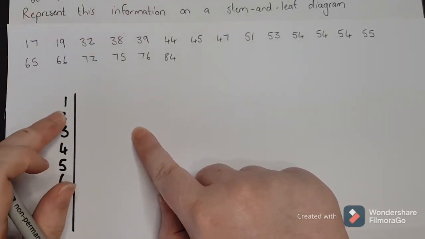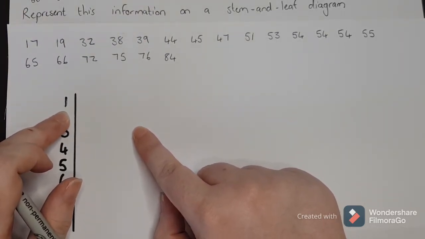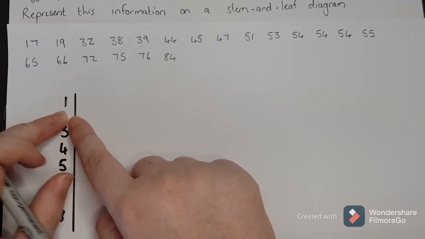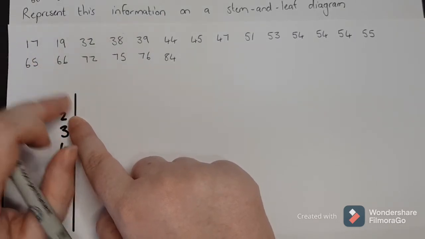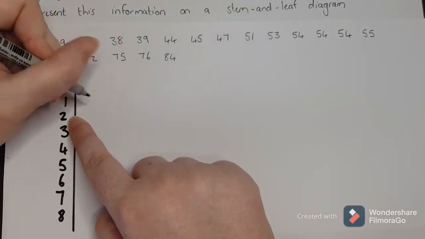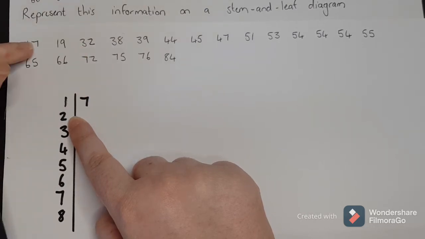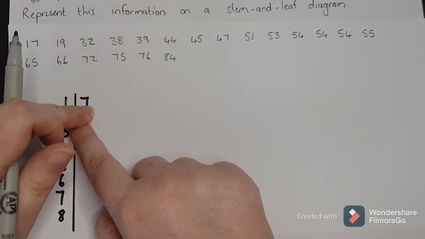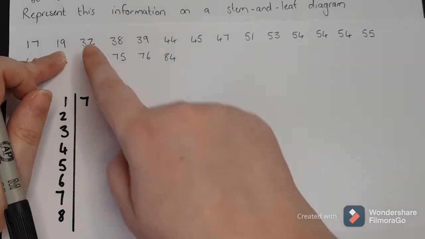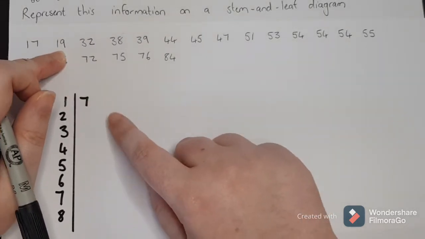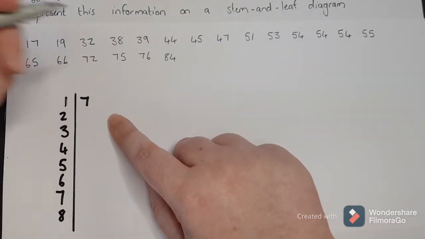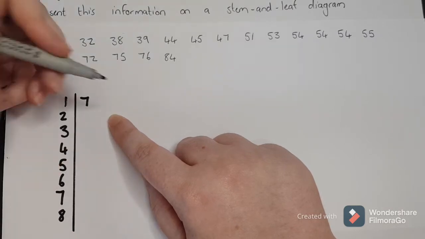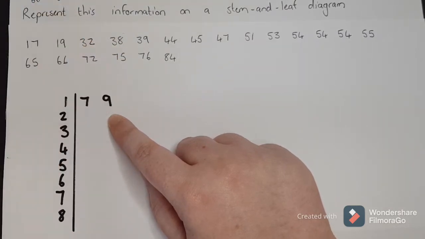Okay, and then on the other side of the line is where we're going to put the second digit. So for all the ones that were in the tens, wherever we had the 1, our next digit there is 7. So we have 1 and 7. Then we look at our next number, and that is 19. So we have 1, and then we put a little space in between, and then we draw the next one, which is 9.